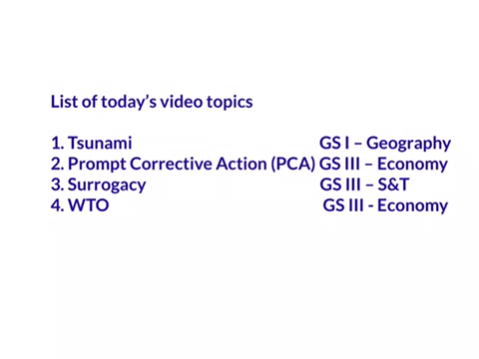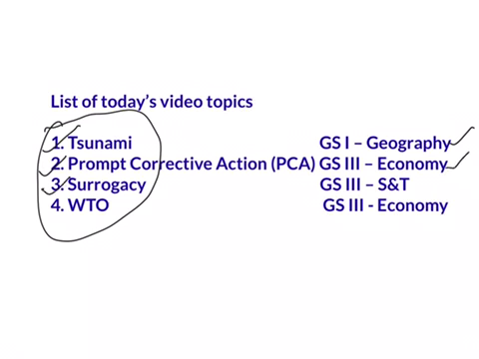Now come to today's topics. We are having four topics here. The first is tsunami, which comes under GS1 geography. The second one is Prompt Corrective Action, PCA, under GS3 economy. The third is surrogacy, under S&T, GS3. And the fourth one is WTO, the World Trade Organization, under GS3 economy, under the concept called international organizations. These are the four topics I'm going to explain to you. Now come to the first topic.